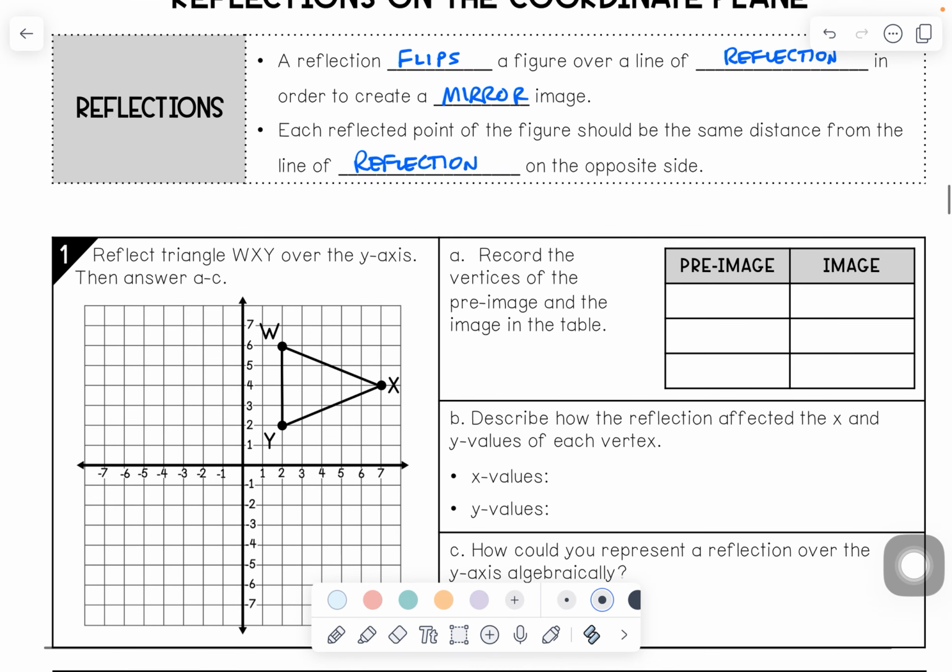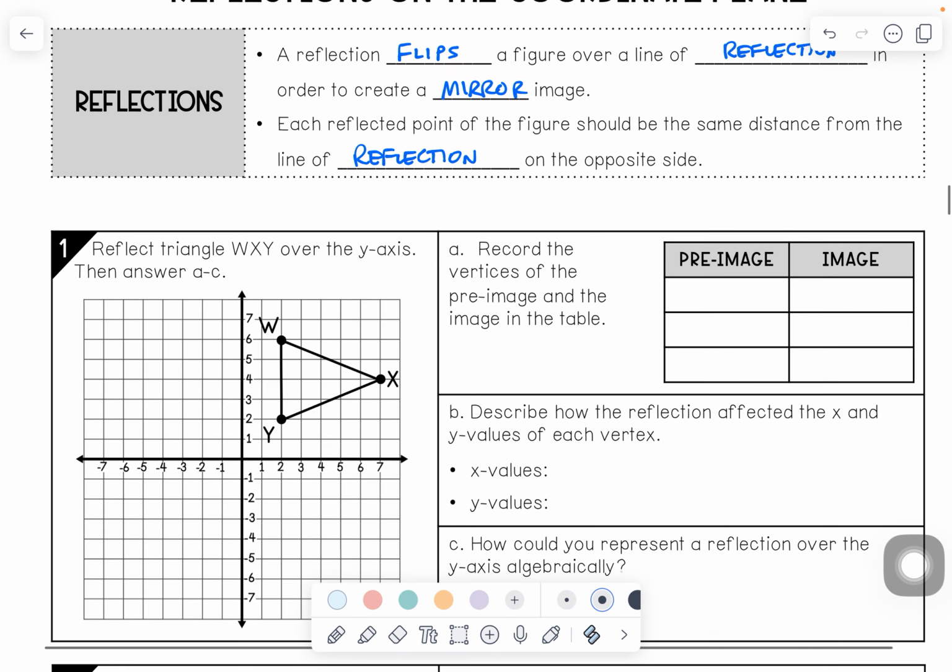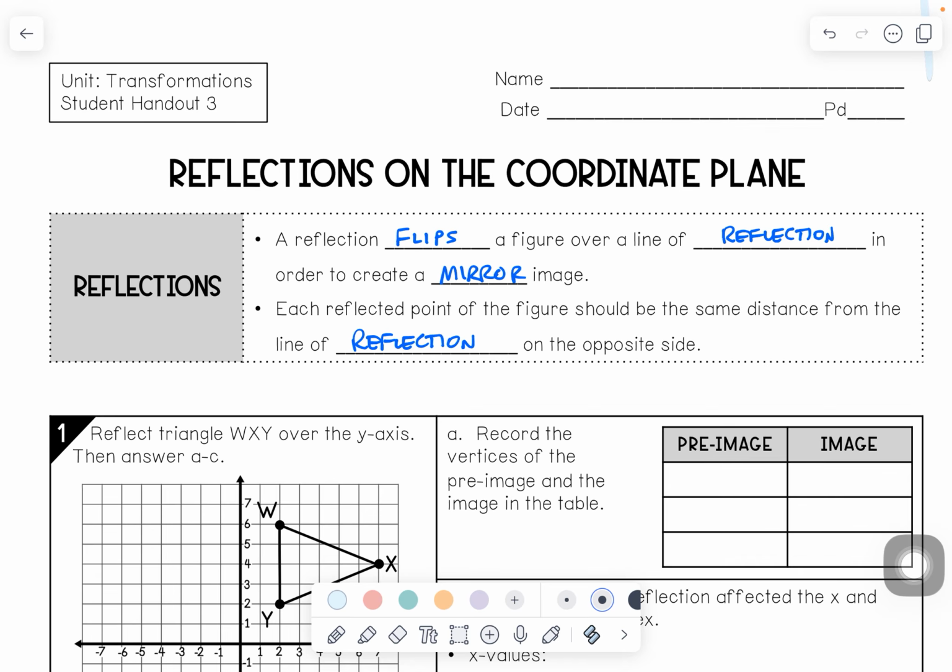Counting spaces, each of these points is a certain distance away from the y-axis. So W is 2 blocks away, so it's going to be 2 blocks. The mirror image will be 2 blocks in the other direction, W prime.